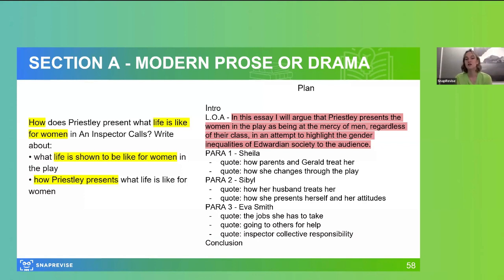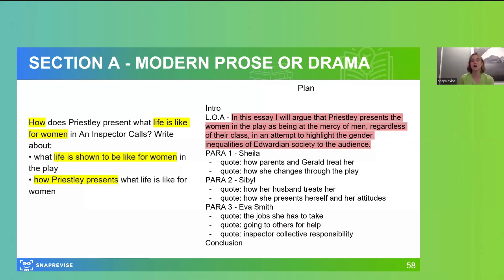So I've gone with 3 paragraphs to talk about the 3 main women in An Inspector Calls: Sheila, Sybil Birling, and Eva Smith. So for Sheila, I would pick a quote. I think somebody put this in the comments actually, and it was quite similar to what I've got here. So for Sheila, I would have a quote which shows how her parents and Gerald treat her. So that her mother is often saying, "Don't be childish, Sheila," or referring to her as a child. She kind of infantilizes her. It diminishes her importance. And then she is the character with the most growth in the play. She is mostly aware of what is happening. So yeah, a quote to show how she begins to break down those barriers.